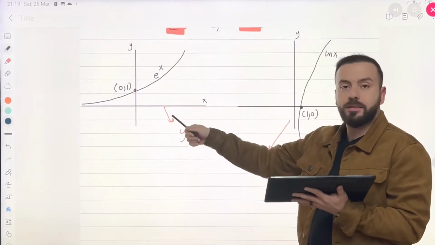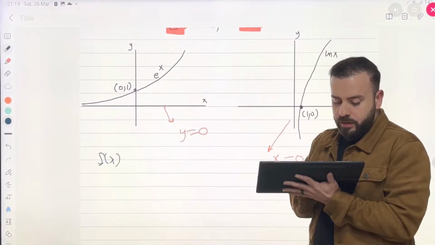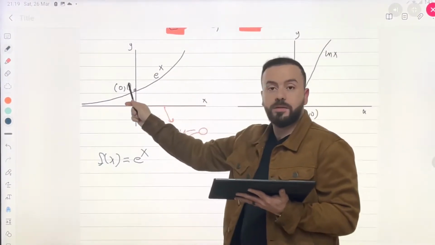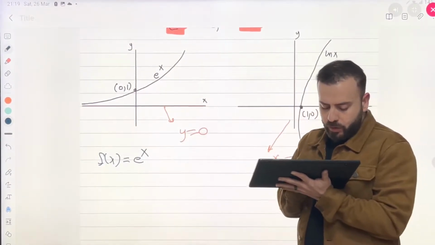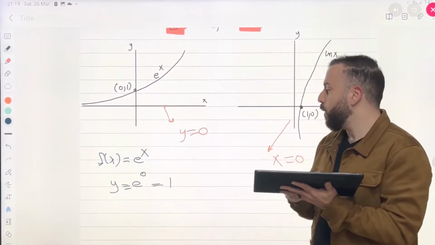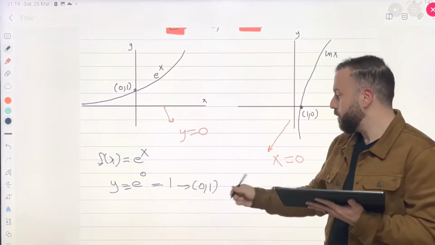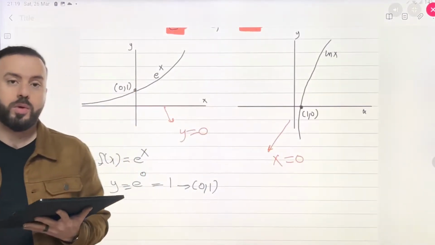How to get the y-intercept? f of x is equal to e power x. I need to get the y-intercept, which means x is equal to 0. So y is equal to e power 0, and that is equal to 1. So my intercept is (0, 1), as you can see. This is one of the things that I need to put in my mind.